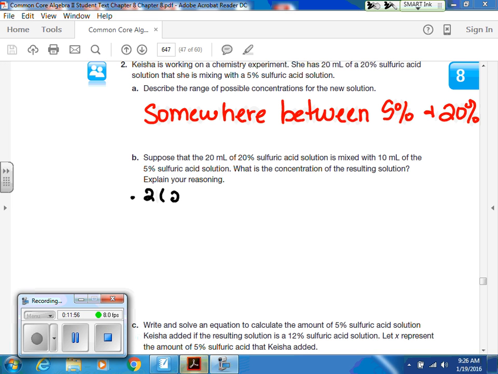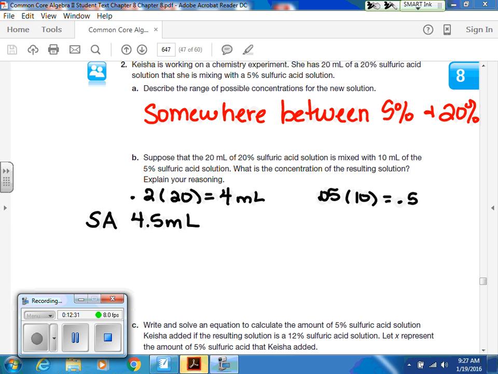So 0.2 of 20 is how much? That one has 4 milliliters. And 0.05 of 10 is how much? Okay, so how much sulfuric acid do we have altogether? 4.5. And how do you know that? Yeah, there's 4 milliliters in that one, and 0.5 milliliters in that one.